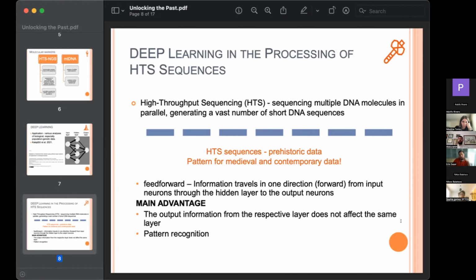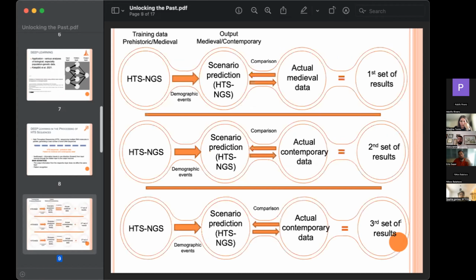And also, in regard to the fact that archaeological DNA is very degraded due to its being so old, one of the biggest advantages is that the feed-forward network is able to recognize certain patterns in these archaeological degraded samples. Here you can see a graph that shows how we are going to implement these artificial neural networks in obtaining different sets of results.